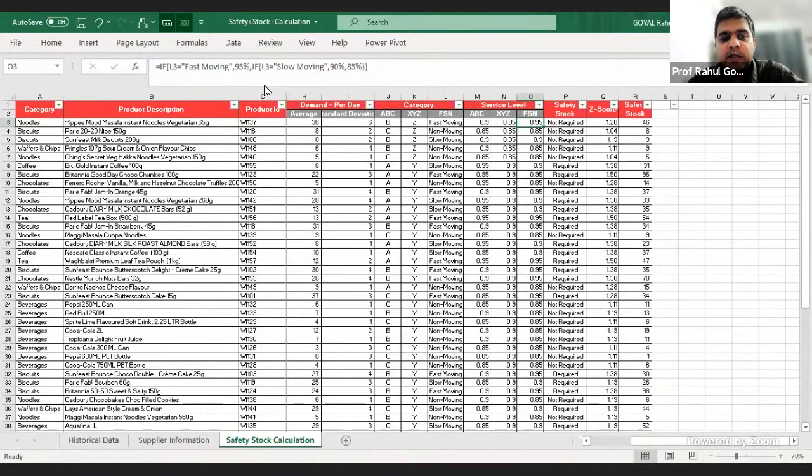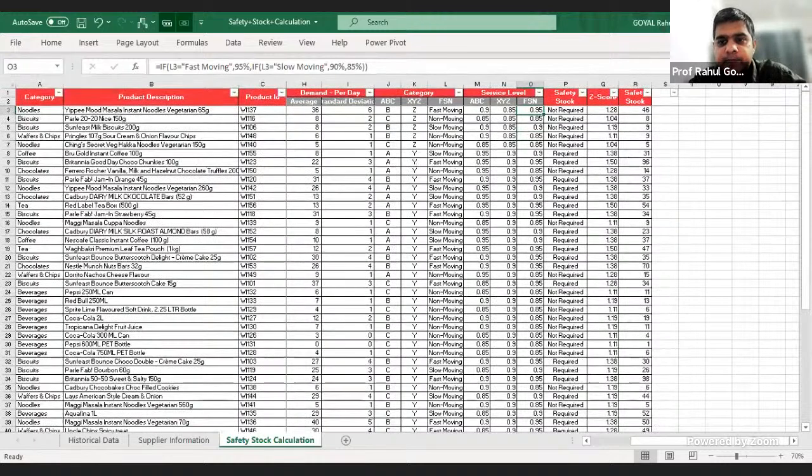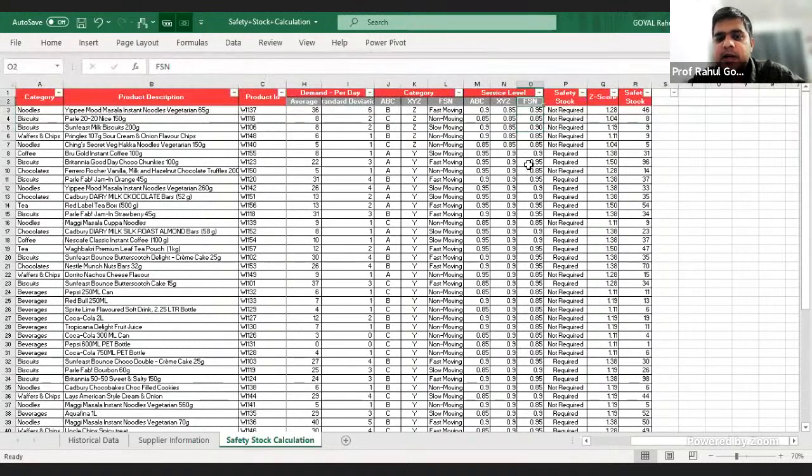And for slow moving SKU, it is 90%, and for non moving, it is 85%, right?